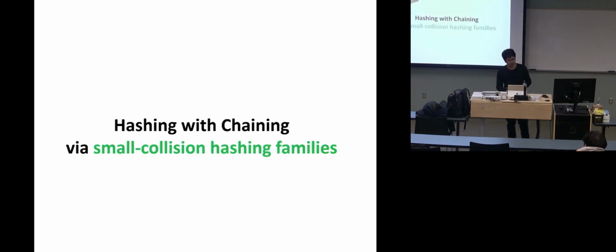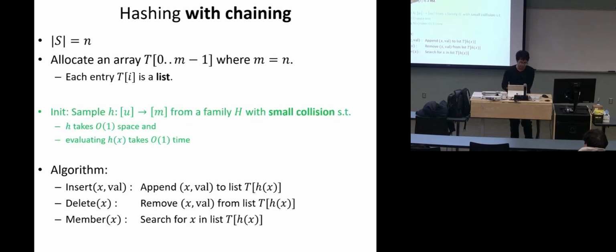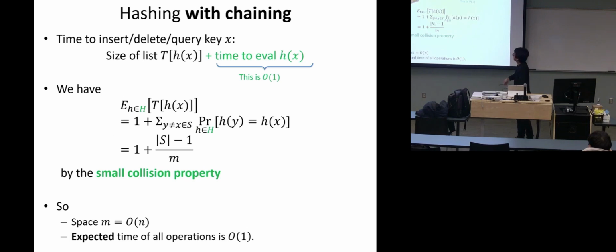But this is all we need. Now let's try to do hashing with chaining without the assumption that we have a random function. Let's say I just sample h from the family with the small collision property, and each such h takes small space and constant time to evaluate. So just redo the analysis: the time to evaluate h is constant, and this thing is still true because h has the small collision property. So the expected time for everything is still constant.